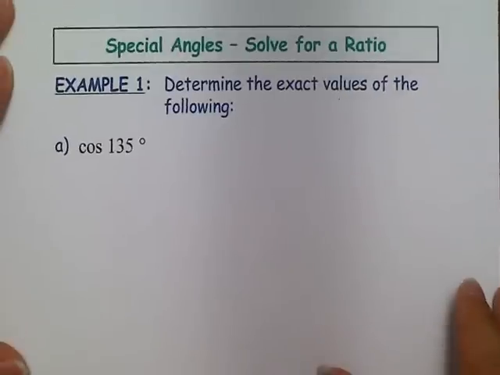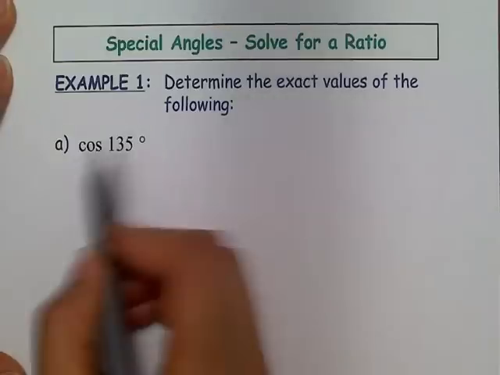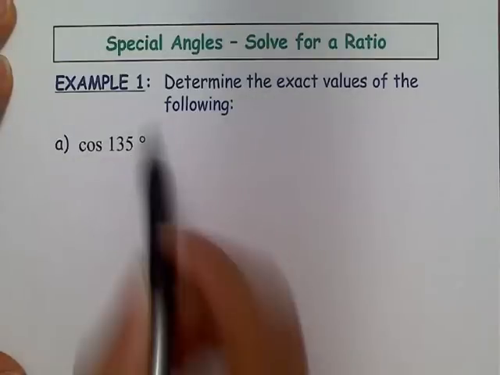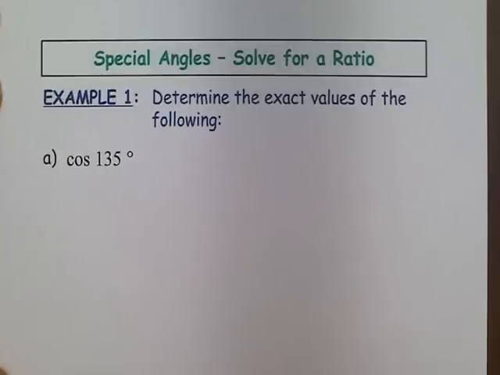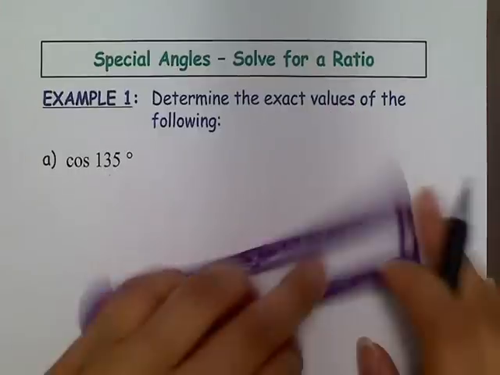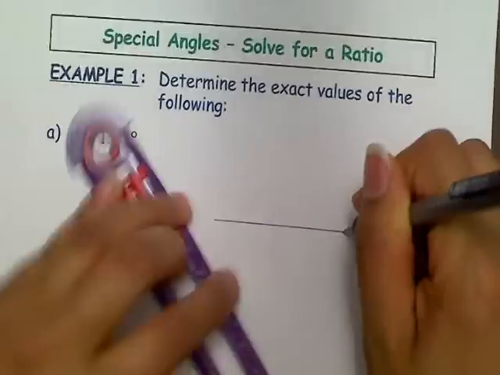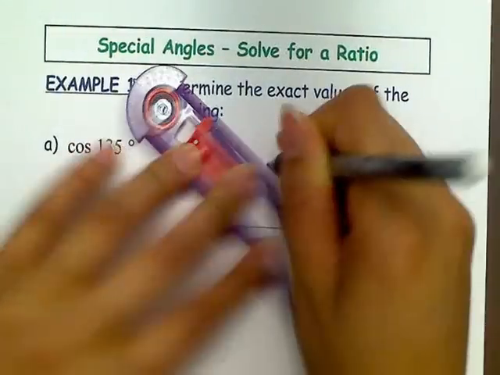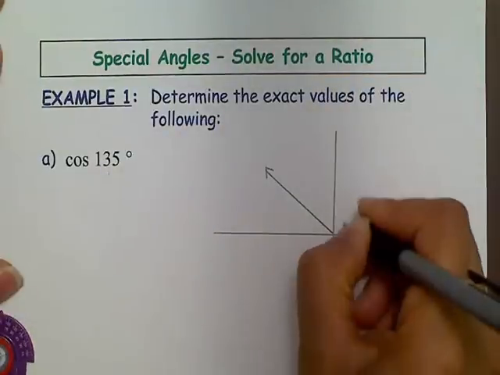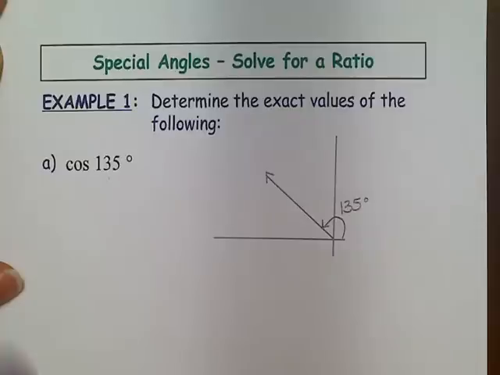So let's look at our first example. In example 1, it asks us to determine the exact values of the following. So we're solving for a ratio. We're given the cosine of 135 degrees. Our first step is to determine what the terminal arm diagram of this will look like. Because you're given the angle, you should know which quadrant this falls in. Because this angle is between 90 and 180, I know this will fall in quadrant 2. So I'm going to draw a terminal arm diagram with a focus on quadrant 2. And there's my terminal arm. This means the angle of rotation from here to here is 135 degrees.